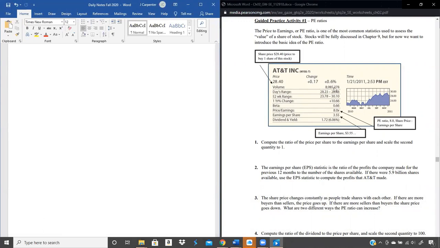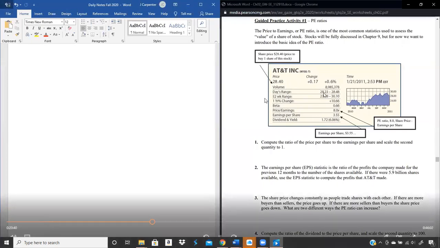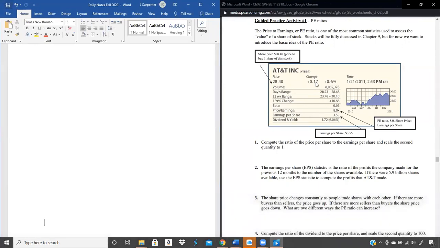This says that 8 million shares were traded in that day. They were traded between 28.23 and 28.43. So at one point, it was a little higher than what it closed at, and at one point, it was a little lower than what it closed at. But ultimately, it went up 17 cents from open to close. Beta, we're not going to talk about. This 1 year percent change says it's gone up about 10% over a year, which is pretty good. Nobody's going to complain over making 11% on something in a year, especially when your savings accounts are getting you like 0.5% right now. That's 0.5%, not 5%.